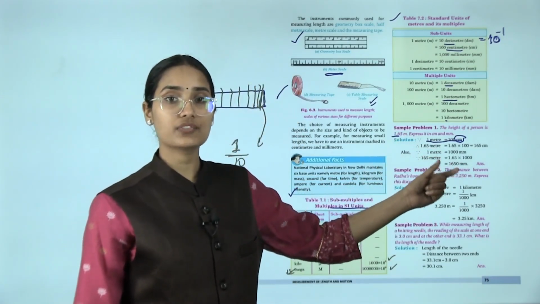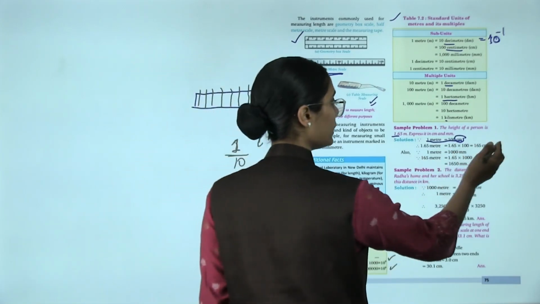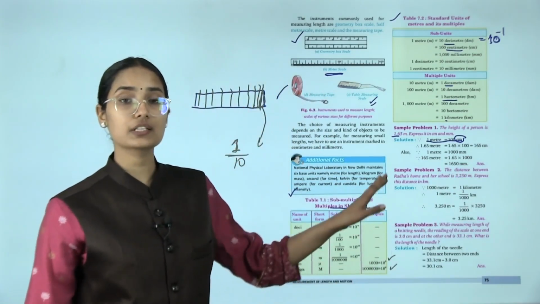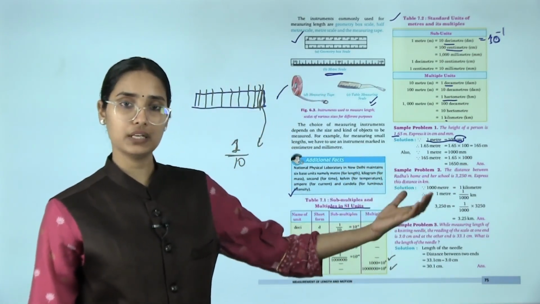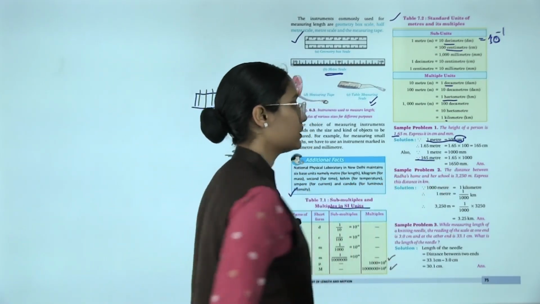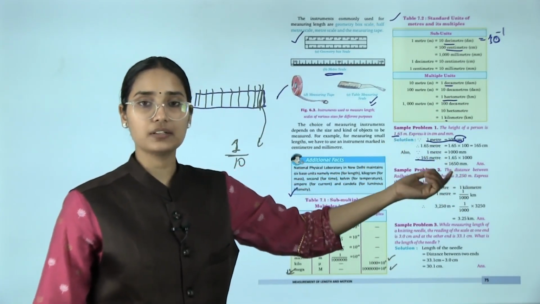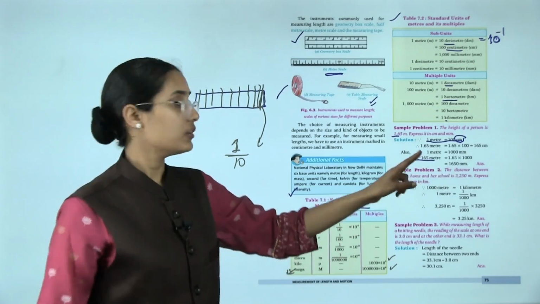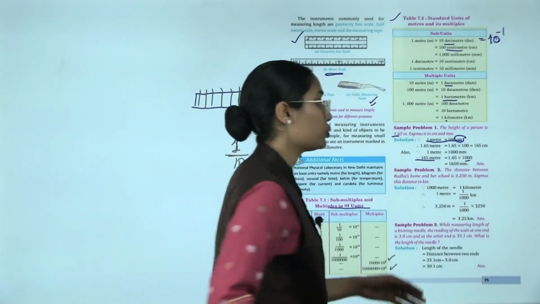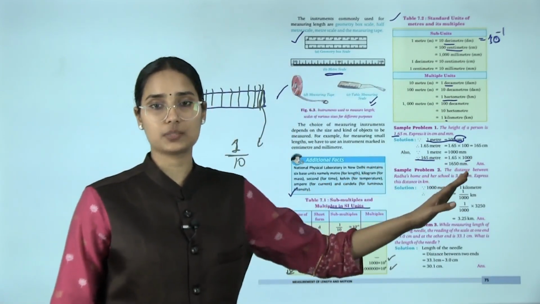Multiplying 1.65 into 100, which comes out to be 165 centimeter. Similarly, 1 meter is equal to what? 1000 millimeter. Now, 1.65 meter is equal to 1.65 into 1000. This comes out to be 1650 millimeter. So, this is how the conversion takes place.